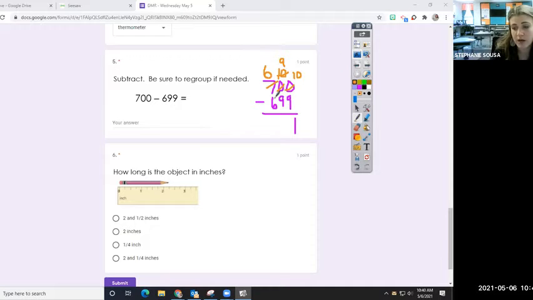Now the subtraction comes. 10 minus 9 equals 1. Boop. 9 minus 9 equals 0. 6 minus 6 equals 0. So our correct answer is 1. Questions?